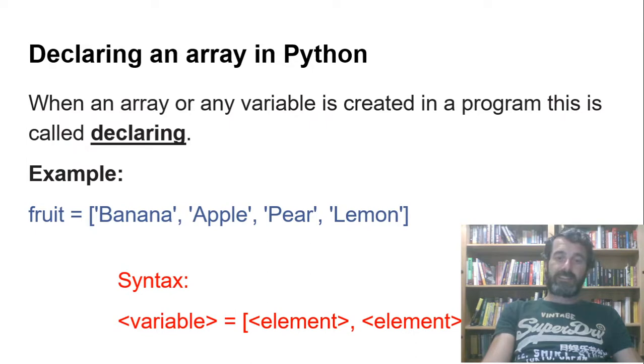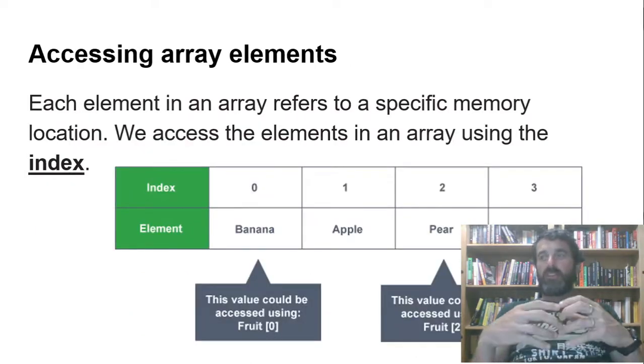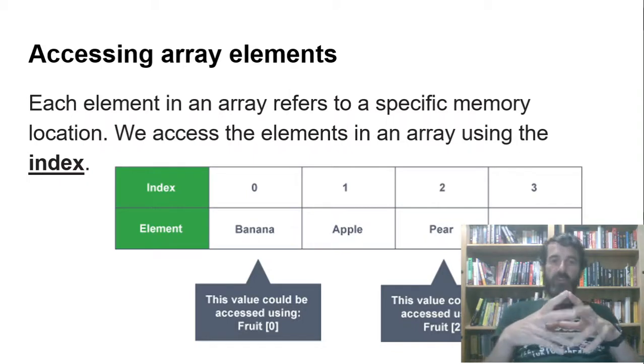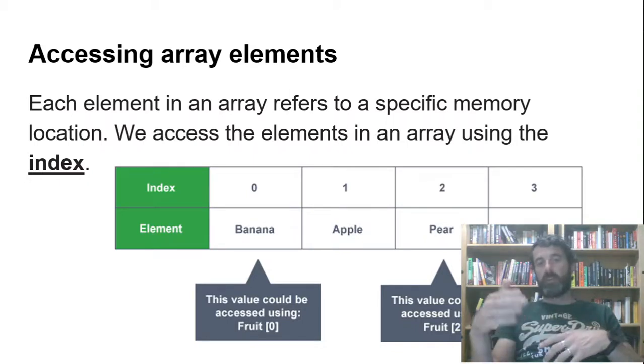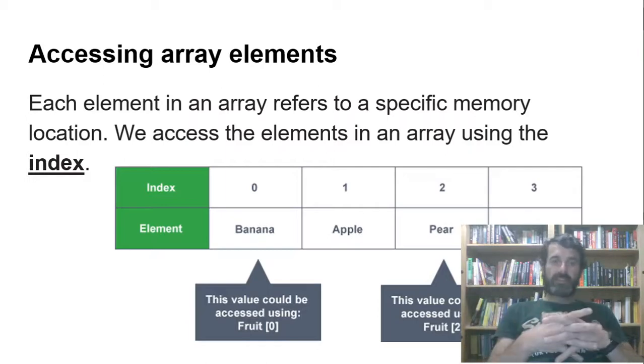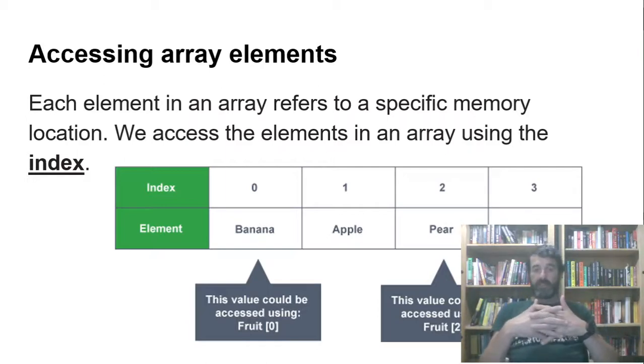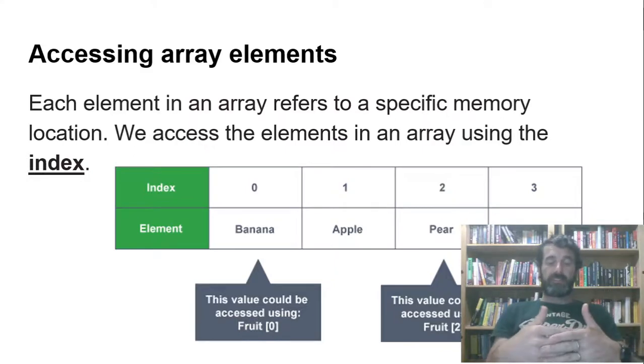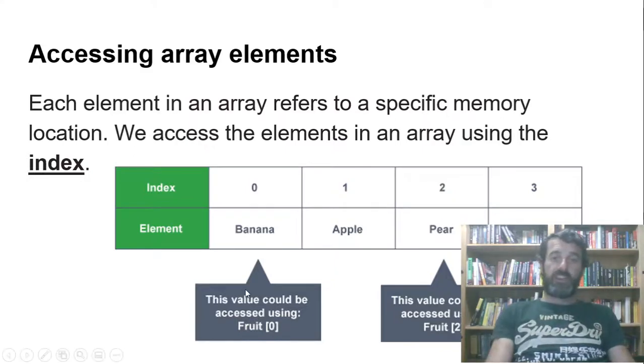Now, how do we access these multiple values? Each element in the array has got an index, and you can see that the first element begins counting at 0, 1, 2. So if I want to access any element within the array, I give the array name or the list name and its index. So you can see here, fruit[0] would return banana, fruit[2] would return pear.